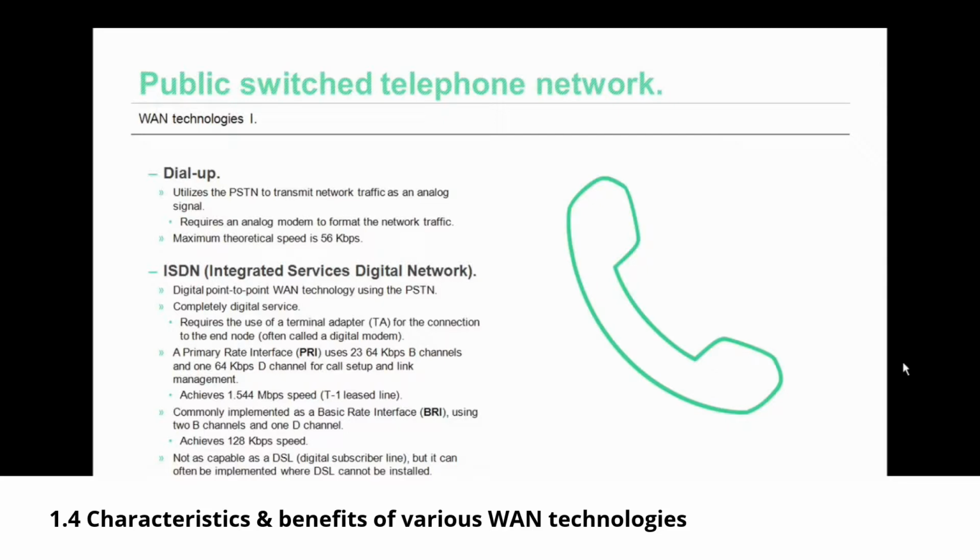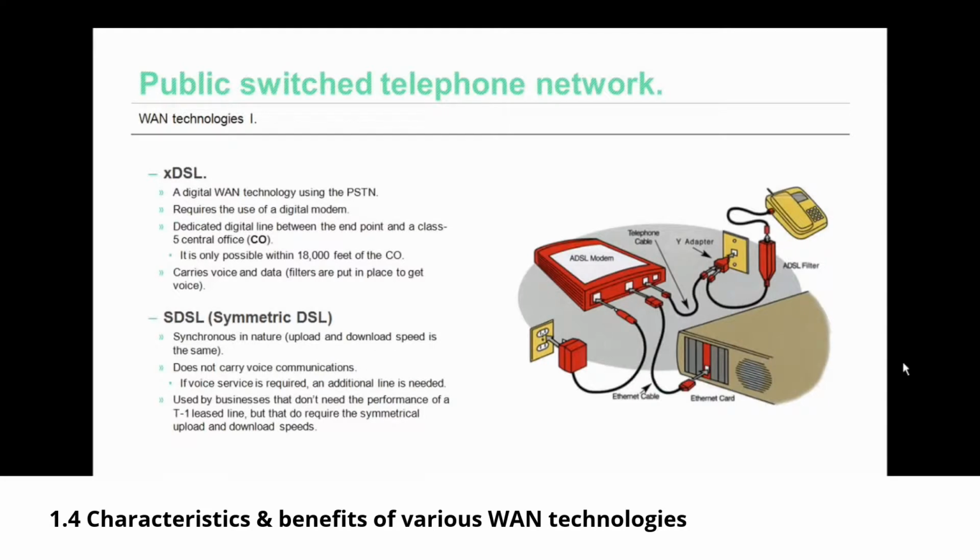The most commonly implemented form of an ISDN, though, is the BRI, the basic rate interface. It uses only 2 B channels and 1 D channel, and the BRI can achieve speeds of up to 128 kilobits per second. Now, ISDN is not as capable as a digital subscriber line, or DSL, but it can often be implemented where DSL cannot be installed. Speaking about DSL, let's move on to it.